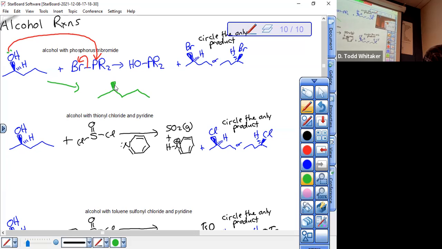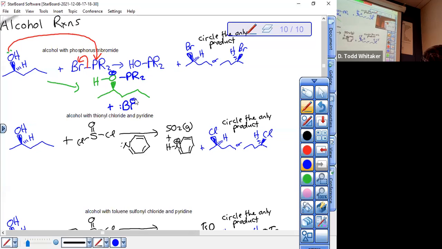2 consecutive SN2s. Backside attack on the phosphorus and the leaving group leaves. Generates 1 intermediate that looks like this. It's got an OH with a P attached. But most importantly, an oxonium is a very good leaving group. It's going to leave as a neutral species.